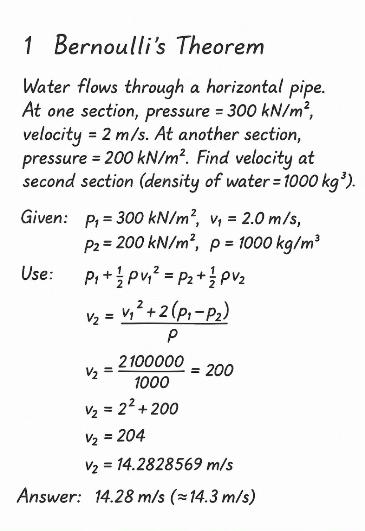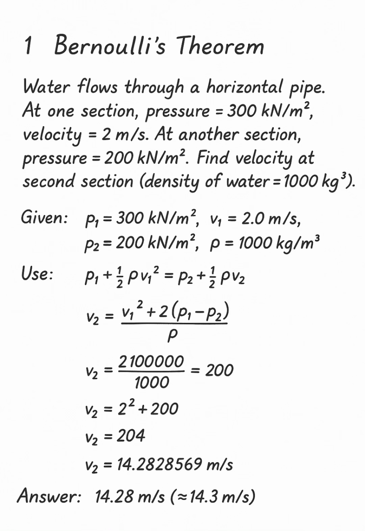Now let's substitute values. P1 equals 300 kilonewton per meter square. V1 equals 2 meter per second. P2 equals 200 kilonewton per meter square, and rho is equal to 1000.